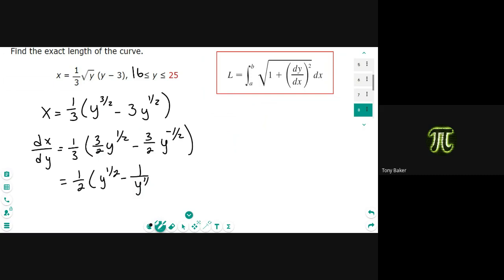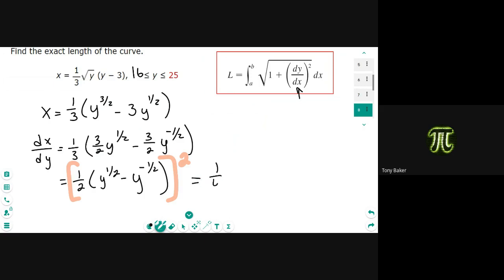Oh, actually, you know what? I'm going to leave that as a negative exponent, just so I don't have to deal with all the fractions. All right, so that's the derivative piece. Now what do I have to do to it? Square. I have to square it.